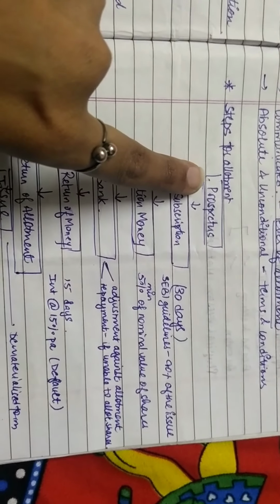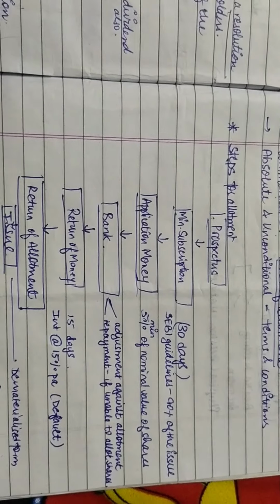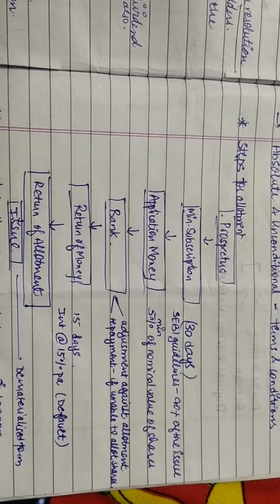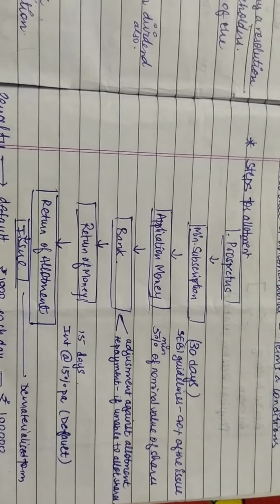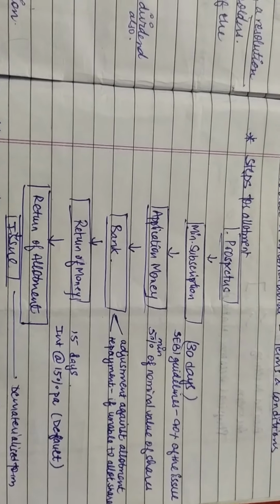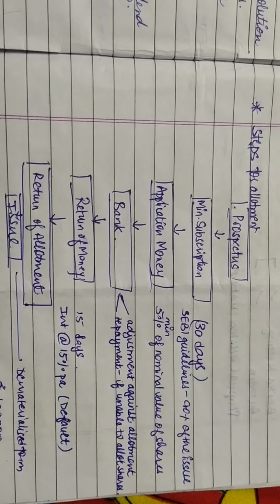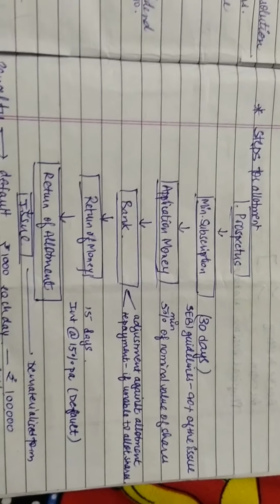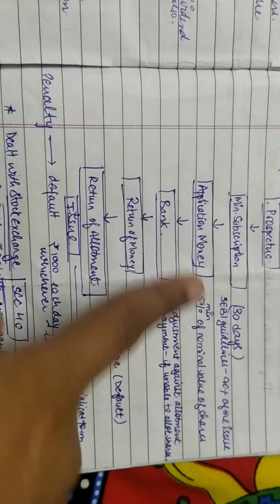First step is prospectus. In every public company, a company is required to file a prospectus with the registrar of companies. Next comes minimum subscription. Minimum subscription is 90% of the issue. Minimum subscription must be subscribed within a period of 30 days as per the SEBI guidelines.